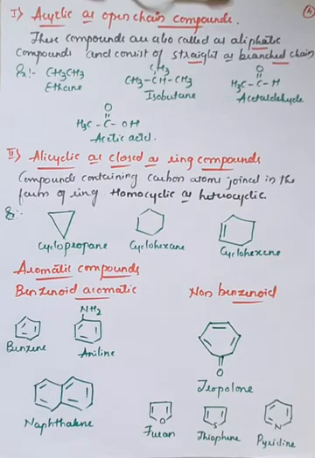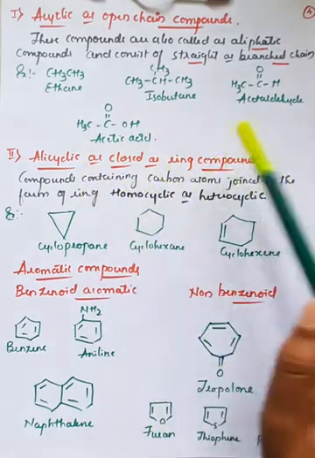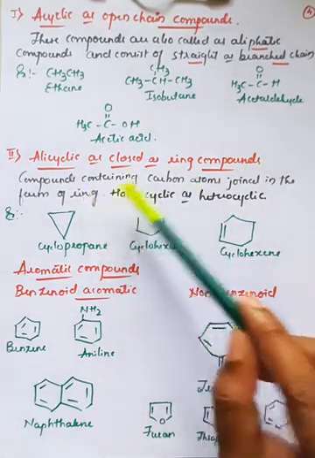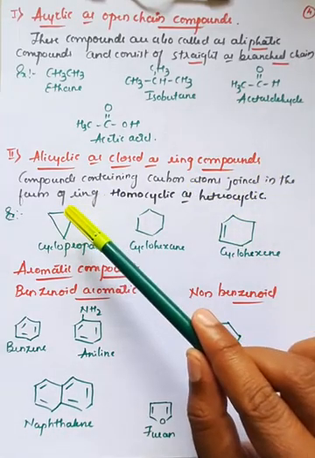And the second main type of compounds are generally called alicyclic, or these are also called closed chain, or another name is ring compounds. Already we have seen some of the examples. The compound consists of carbon atoms joined in the form of a ring, so it is called alicyclic.